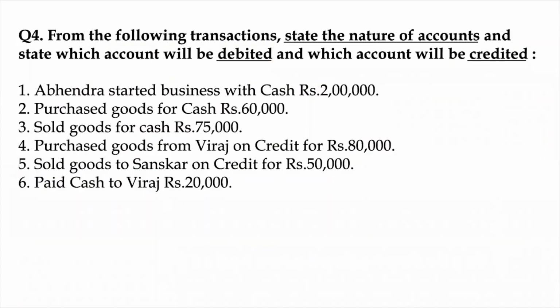Okay. Now let's move to question number 4. From the following transactions, state the nature of accounts and state which account will be debited and which account will be credited. Now here are some transactions that you have to analyze and you have to state the nature of the account and write down whether they will be recorded in the debit side or credit side. So I will suggest you to copy down this question and these transactions in your notebook right now. Okay, so we'll see the solution, how we are going to solve this question.